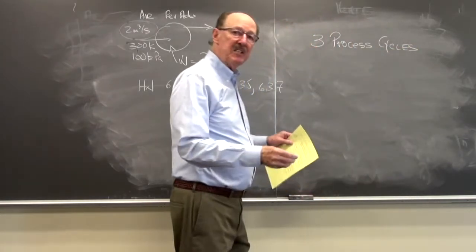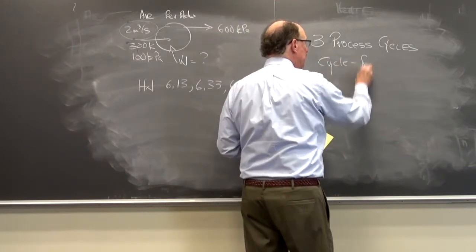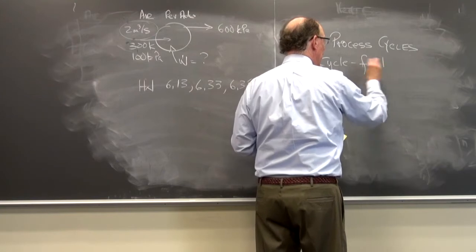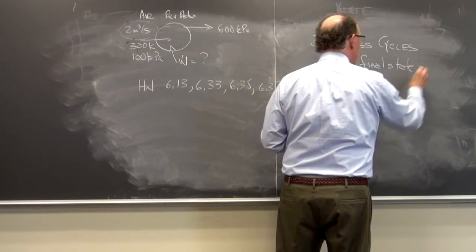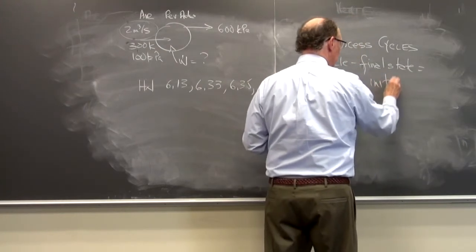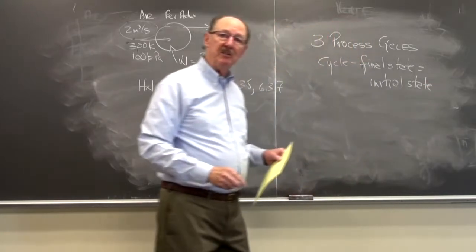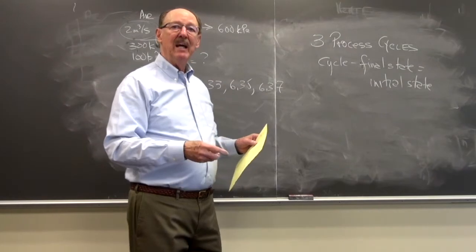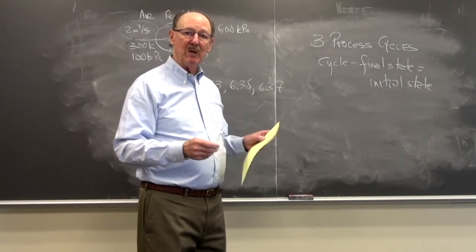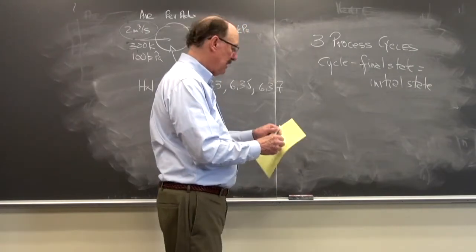So we know that a cycle is where the final state equals the initial state. I don't want to say you go around in a circle, but basically you do. You have different processes that move around, and they're often constant property processes, or we might have a polytropic process. So let's look at a couple of these.